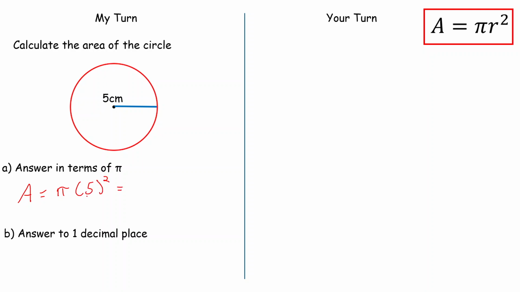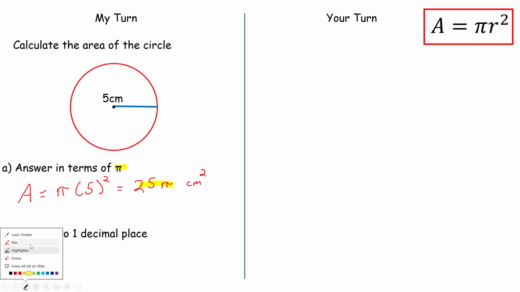Now, 5 squared is equal to 25, so it's going to be 25 times pi, or 25 pi, and that is your answer. Because the unit is centimetre, it should be centimetre, and area is always something squared. So that is your answer in terms of pi: 25 pi, you've got a pi in your answer.